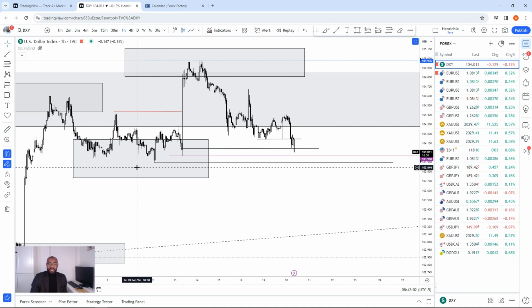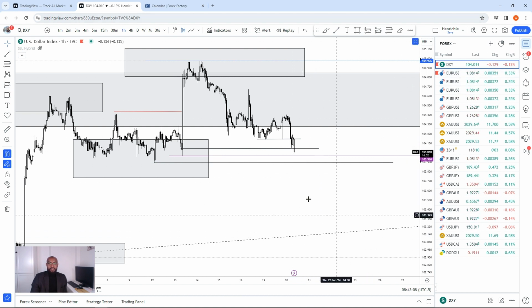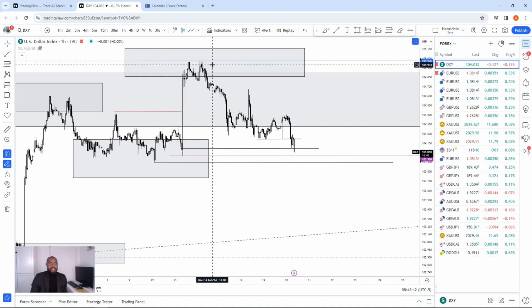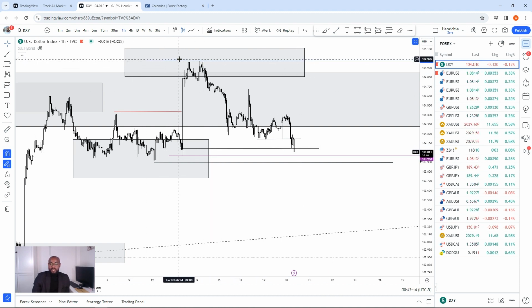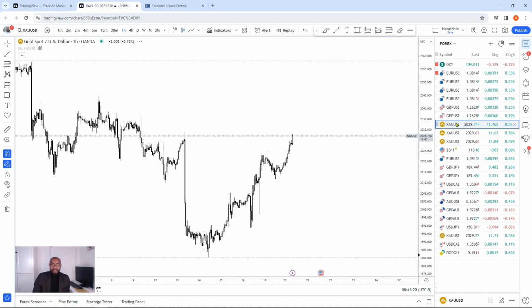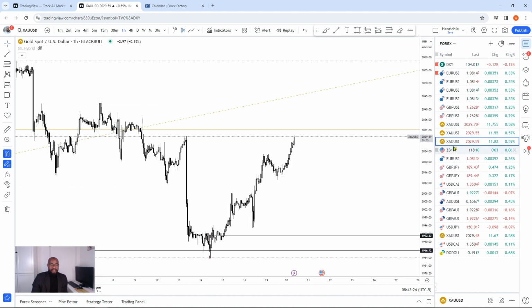And if we break this structure, then that means dollar could potentially go down and euro could continue higher. But if we run the liquidity, then it means this high will be the next target. So personally, I still would like to see more higher prices in the dollar. That's what I personally like to see in the marketplace.